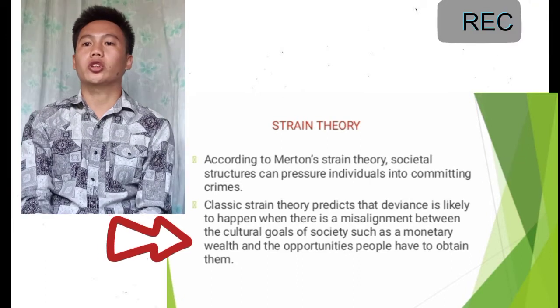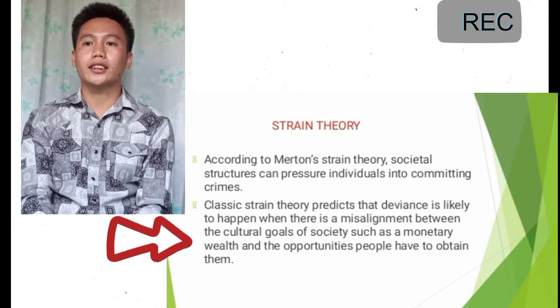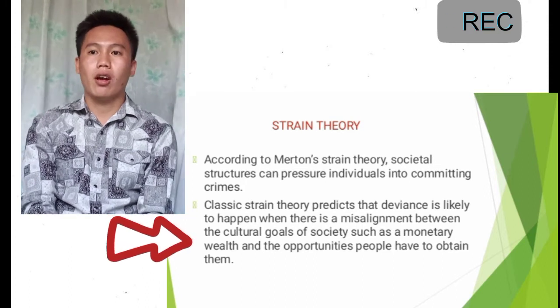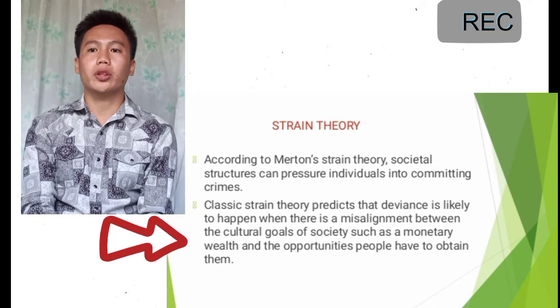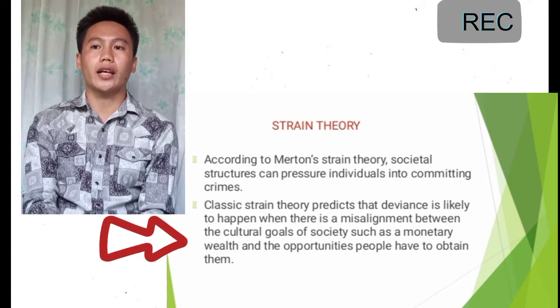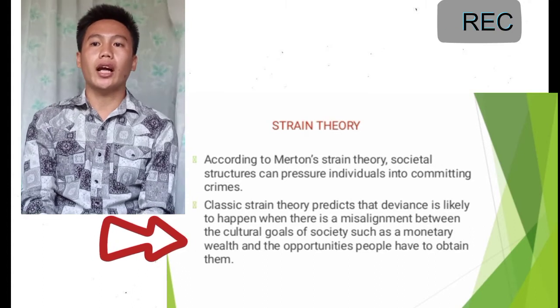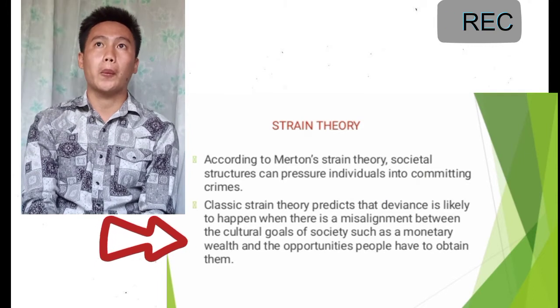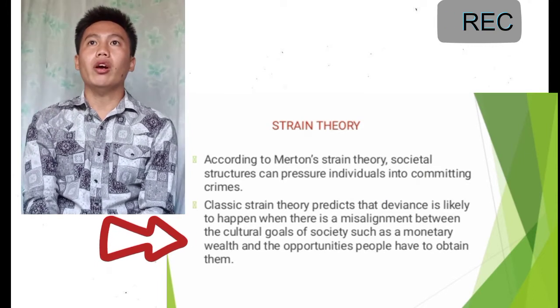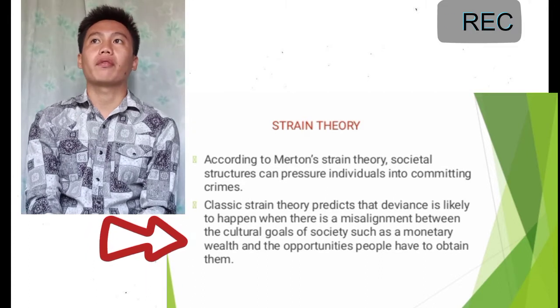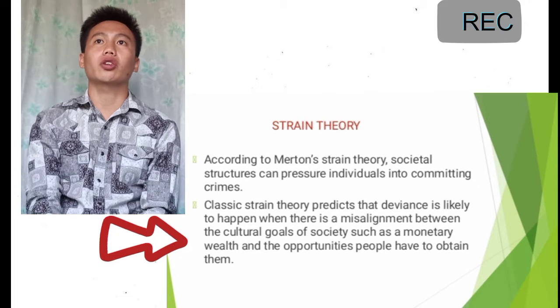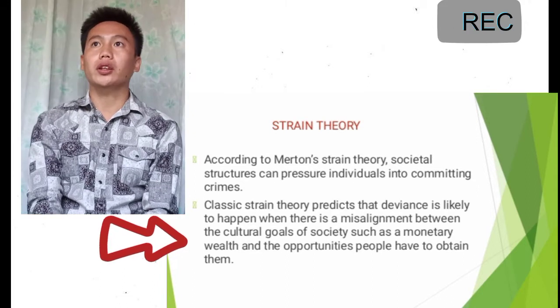Another definition of strain theory. Classic strain theory predicts that deviance is likely to happen when there is a misalignment between the cultural goals in society, such as monetary wealth, and the opportunities people have to obtain them. We all have different status in life. We all also have different goals. Poverty forces some people to commit crimes because they want to have it too.